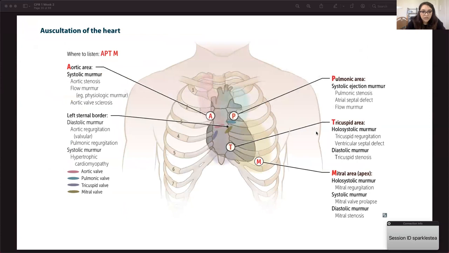Okay. And then I wanted to throw this in here just to show you guys which valve you're trying to auscultate. And then underneath each valve, it tells you what you expect to hear there. So in the pulmonic area, we would expect systolic ejection murmurs, and that's your pulmonic stenosis. So obviously, if you're in the pulmonic area, you're listening to the pulmonary valve. And then atrial septal defect, flow murmur. Flow murmur is something that's mentioned in all of these. I wouldn't really pay too much attention to that one unless it's mentioned specifically in one of your lectures. But just go through this and understand, okay, mitral area is going to give me mitral regurgitation, mitral stenosis, mitral valve prolapse. So this is just making sure you checked all the boxes for the pathologies you need to know.